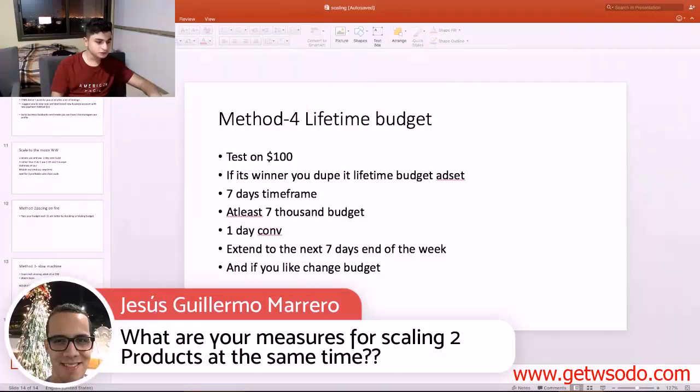What are your measures for scaling two products at the same time? Well, for scaling, you can have an unlimited amount of products to scale. You just need a good team, a good customer support, and of course capital and cash flow. If you have all those, you can scale up to like 10 products.